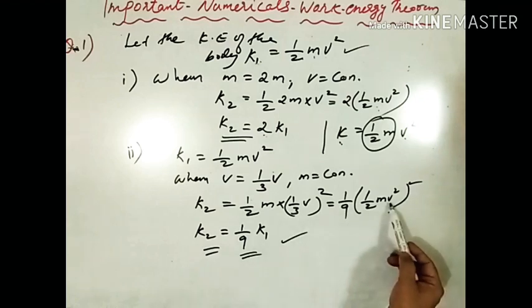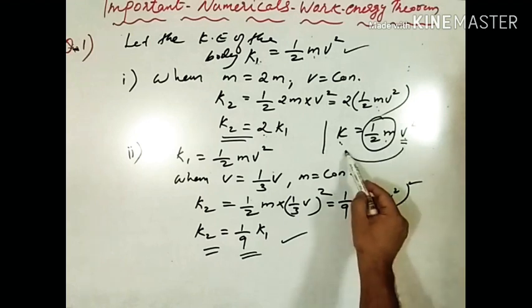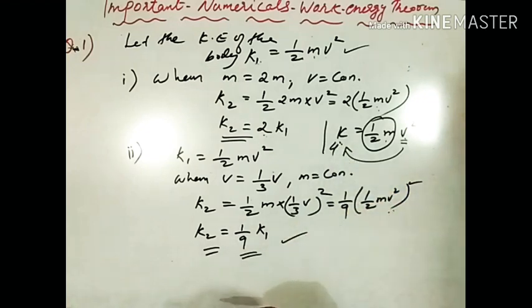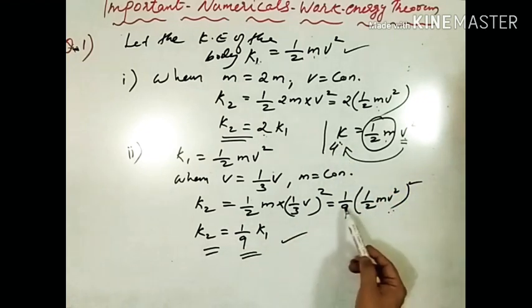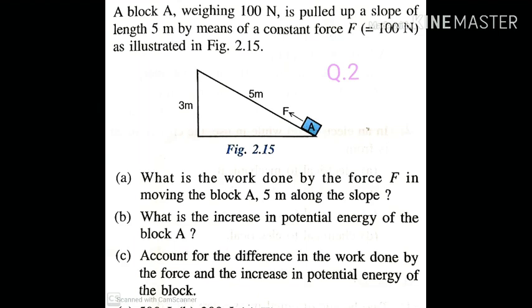Alright. So if the velocity is doubled, keeping the mass constant, what will happen? The final kinetic energy will become v square, 2 square, 4 times. It will become 4 times. If velocity is reduced to 1/3, the final kinetic energy will become 1/9th of initial kinetic energy. Alright? Okay. Moving on to question number 2.